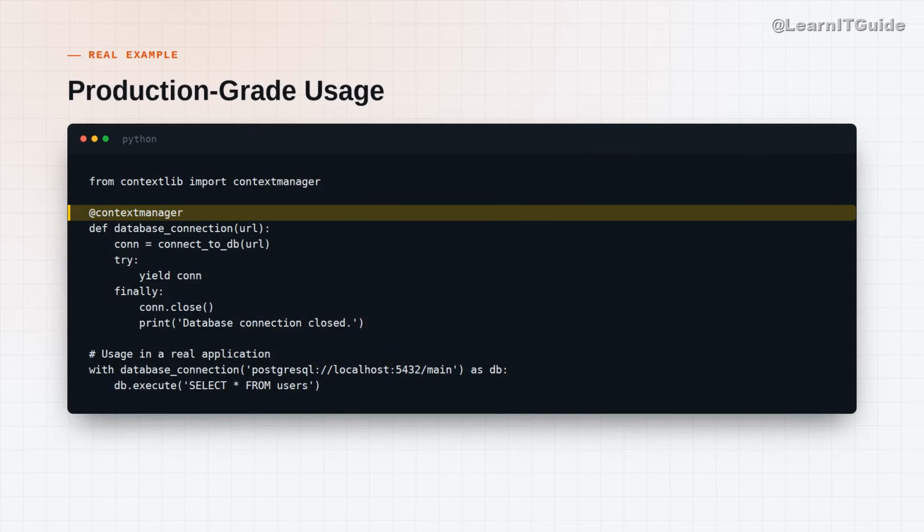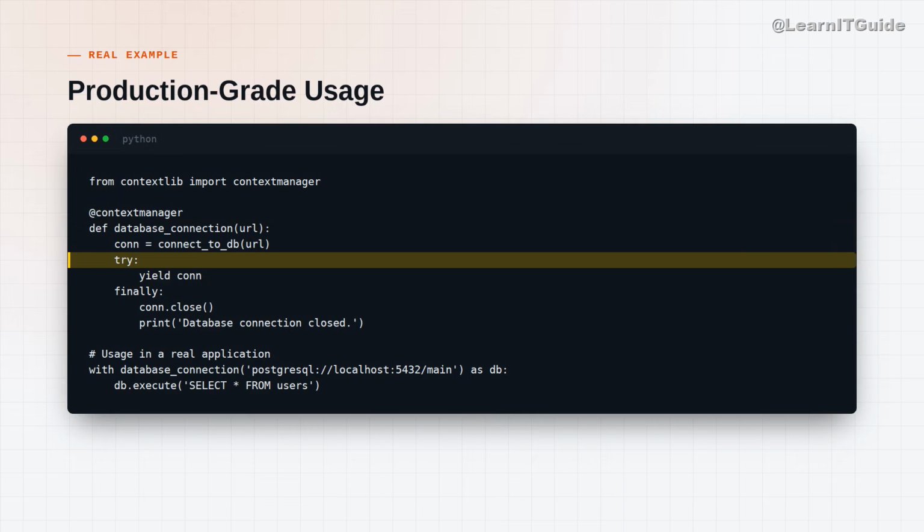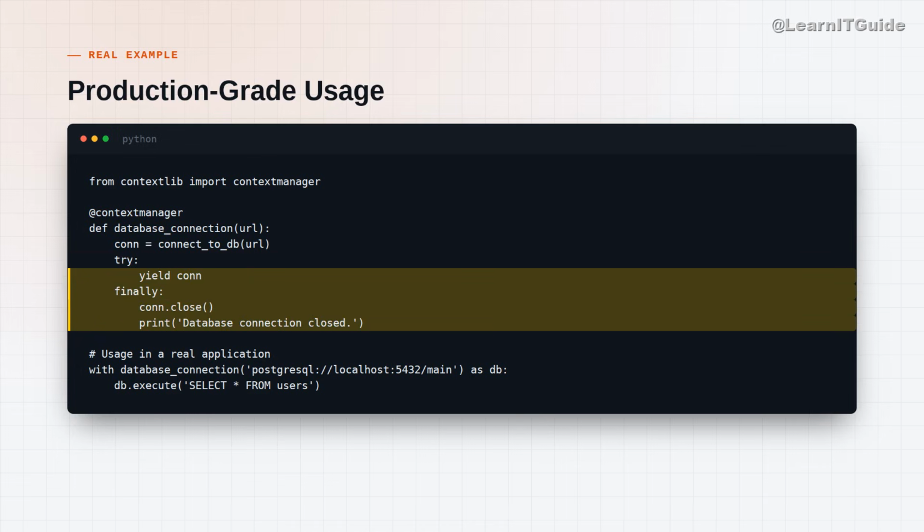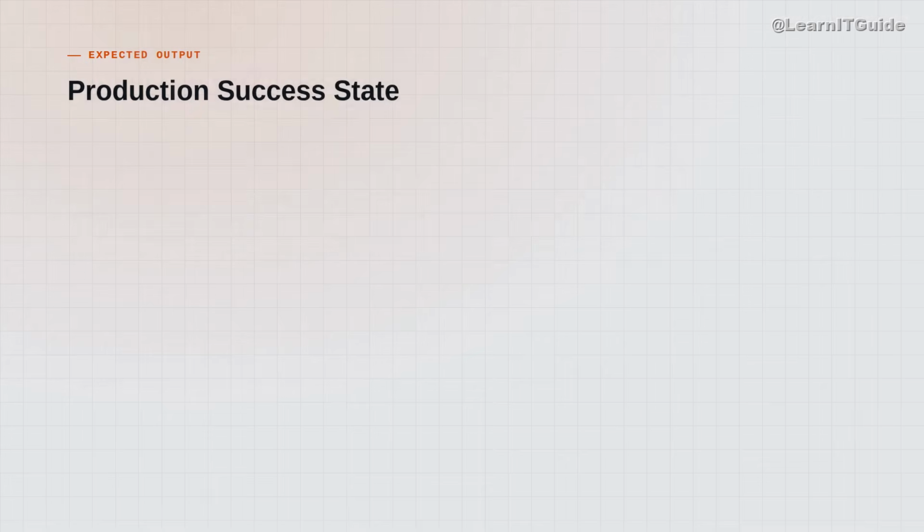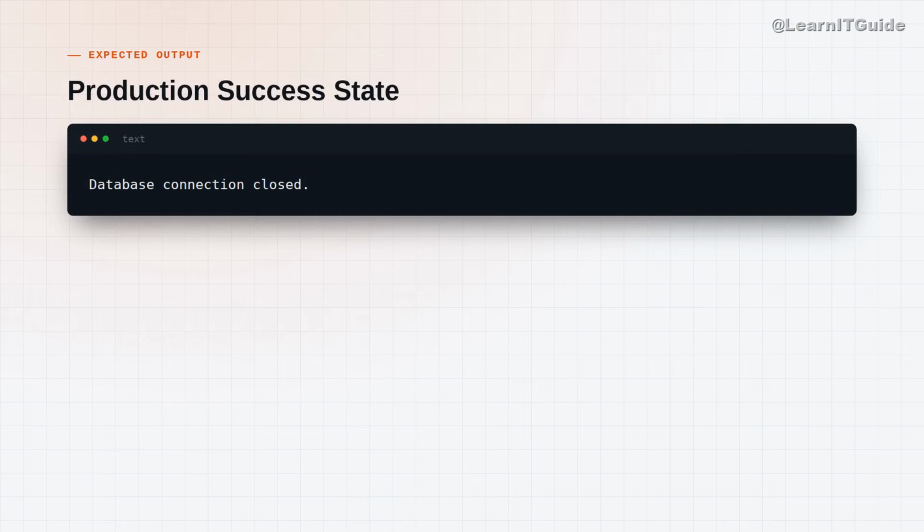In production, you often do not want to write a full class for a simple task. Instead, we use the contextmanager decorator from the contextlib module. On line 3, we define our function, and on line 6, we use the yield keyword to hand the resource to the user. The finally block on line 7 ensures that the cleanup logic runs no matter what, which is the exact pattern a senior engineer would use for database connections or API clients. You can see the final message printed after our execution. This pattern is far cleaner than class-based management for most daily tasks.